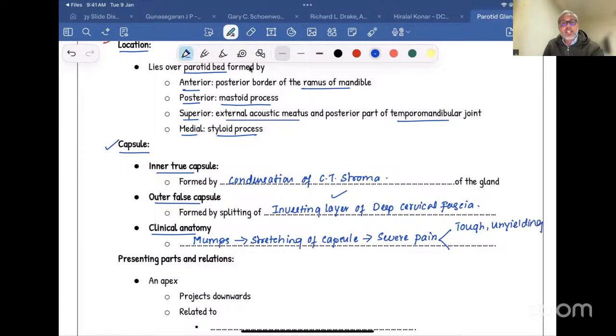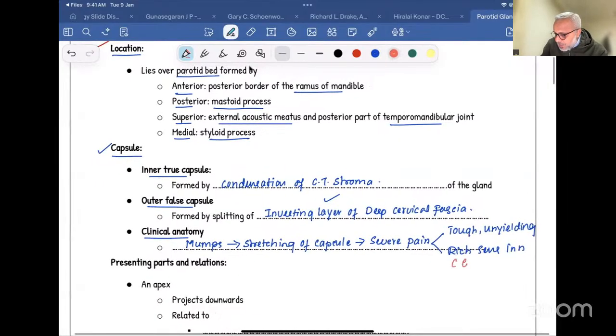The capsule is tough and unyielding, and it has very rich sensory innervation by a nerve called the greater auricular nerve, right? So this is why any swelling of the capsule of the parotid is very painful. Mumps is extremely painful because of these two reasons: the tough, unyielding nature of the capsule, and the second thing, rich sensory innervation. So we discussed where it is located. We discussed the capsule and its clinical relevance.